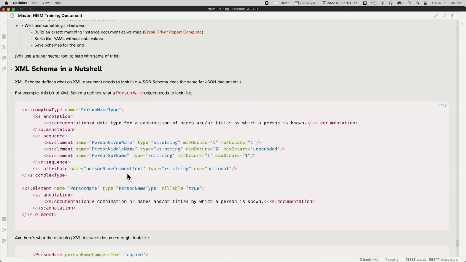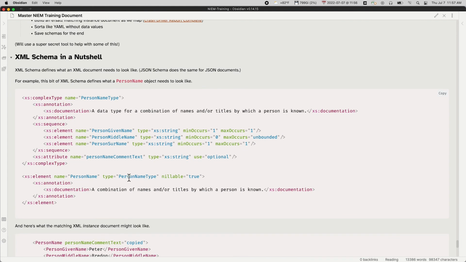So before we go further, before we get into technical details, we need to talk a little bit about XML schema and about how XML schema works. Now, some of you may know. Some of you may already be experts in XML schema, but there's a good chance a lot of you don't. You were told to take NIEM training, or you have an interest in NIEM training, and you don't know XML, you don't know XML schema.